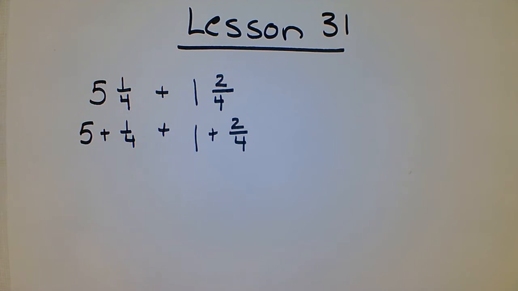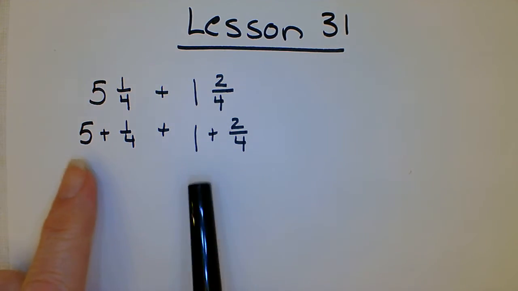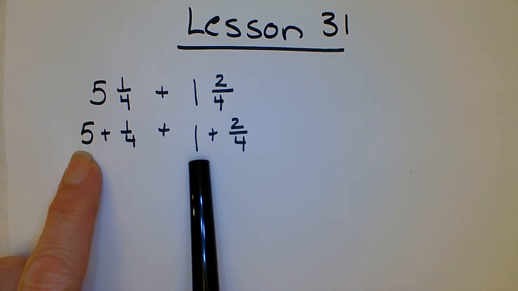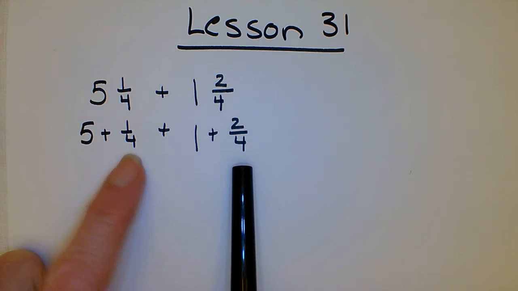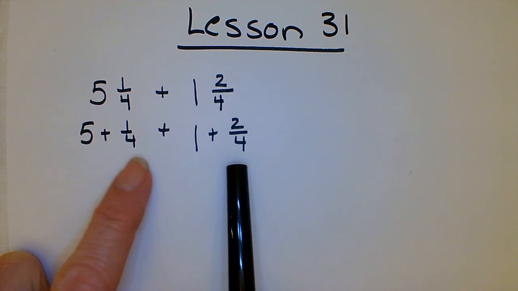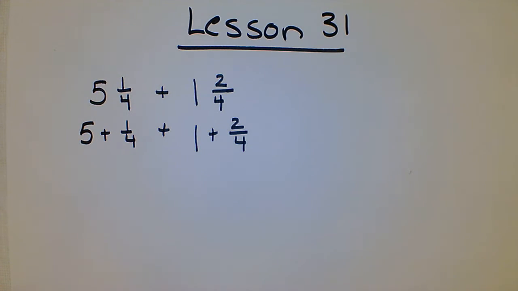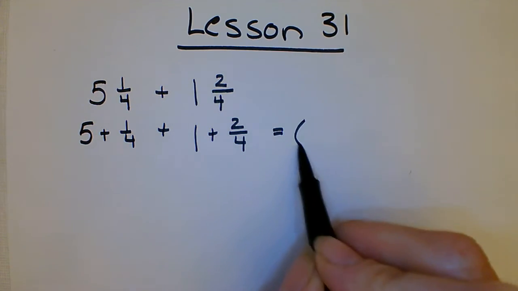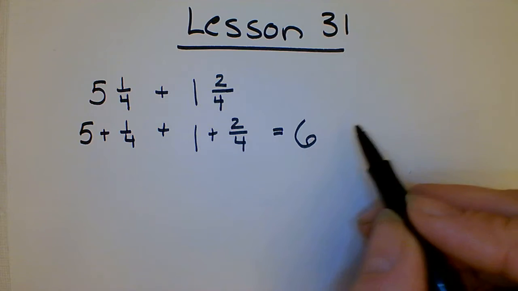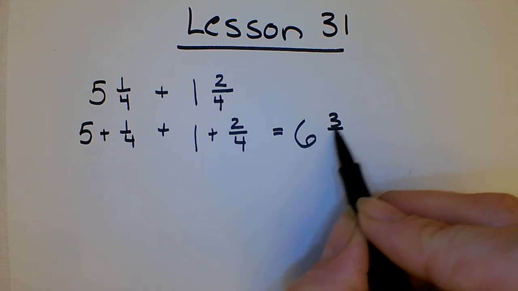And now what I can do is I can go ahead and combine my like units. So I can combine my whole numbers. 5 plus 1 is 6. And I can combine my fractions. 1/4 plus 2/4 is 3/4. So let's go ahead and write that. So 5 and 1 was 6. And 1/4 and 2/4 is 3/4.